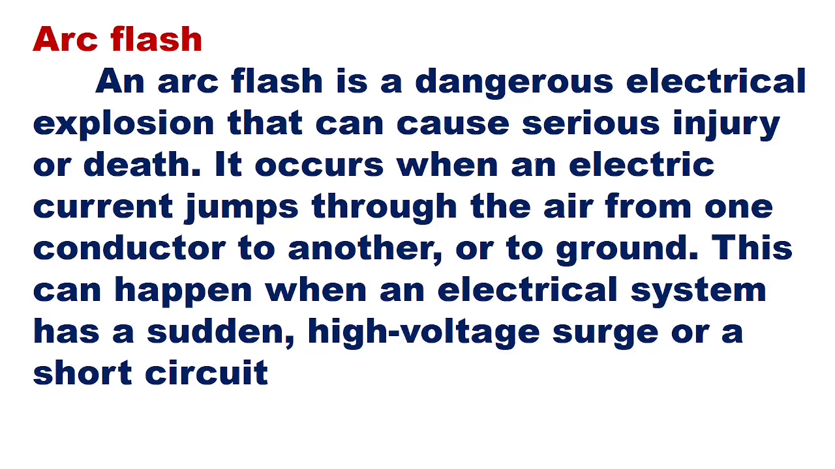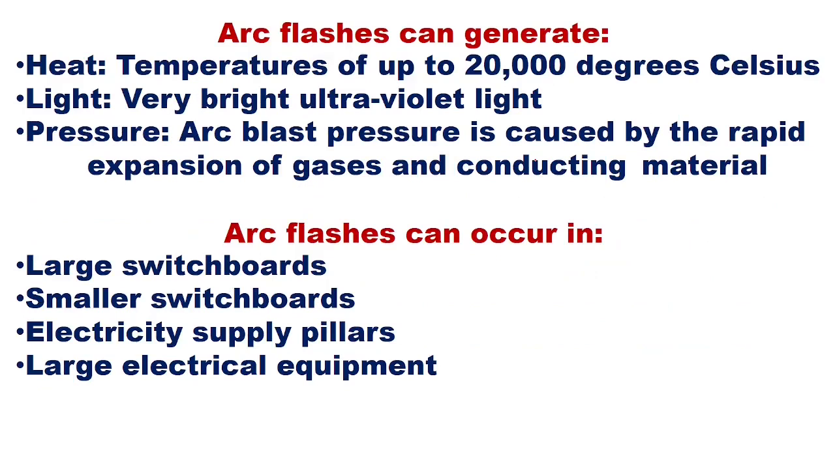serious injury or death. It occurs when an electric current jumps through the air from one conductor to another or to ground. This can happen when an electrical system has a sudden high voltage surge or short circuit. Arc flashes can generate heat or temperatures of up to 20,000 degrees Celsius, light, very bright ultraviolet light, pressure, arc blast pressure is caused by the rapid expansion of gases and conducting materials. Arc flashes can occur in large switchboards, smaller switchboards, electricity supply pillars, large electrical equipment.